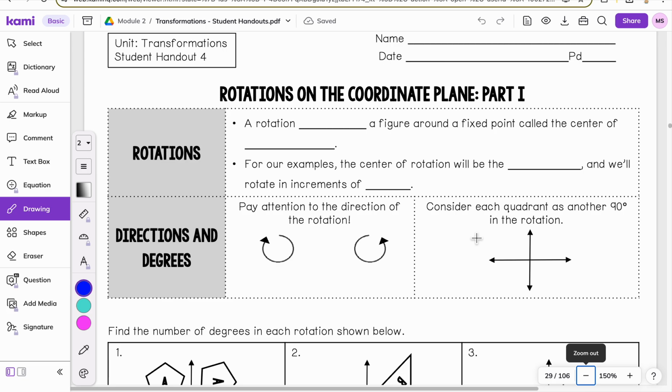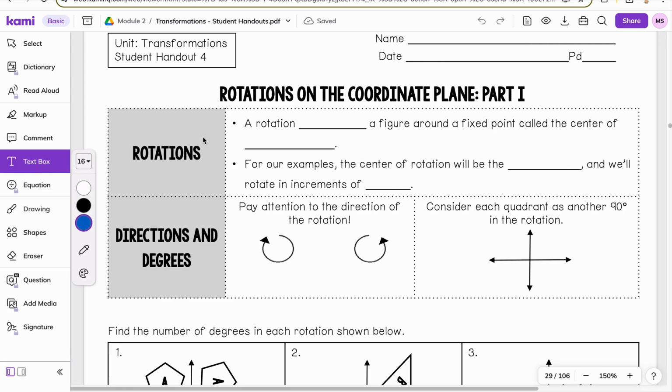So these notes are for the part of your packet called Rotations on the Coordinate Plane. So just make sure you turn to this page, please. All right, let's start with the notes.